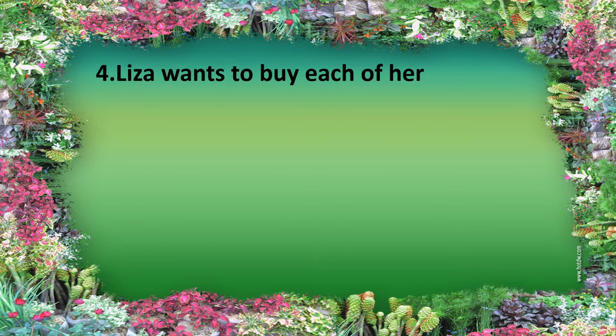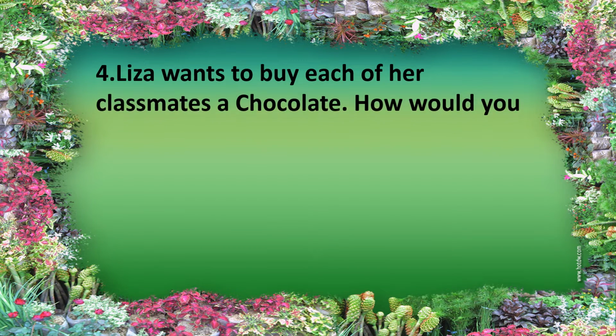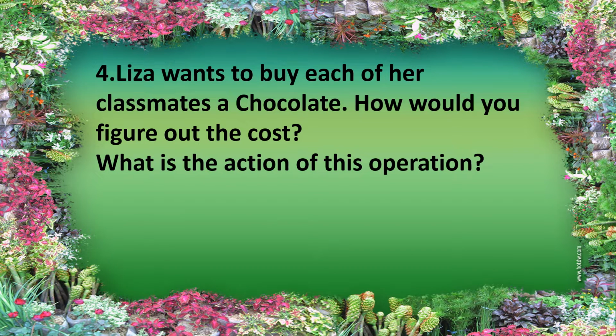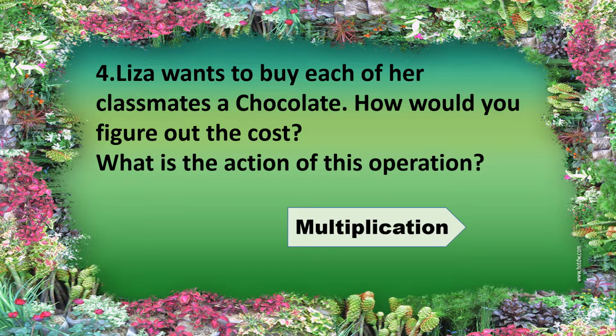Last one. Lisa wants to buy each of her classmates a chocolate. How do you figure out the cost? What is the action of this operation? Multiplication. So if you want to find for many, you will multiply, isn't it? So multiplication.